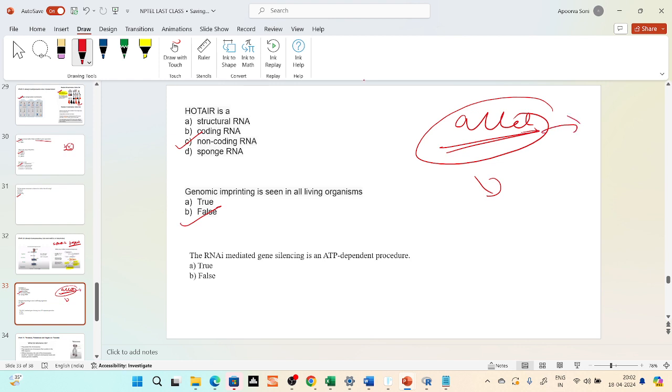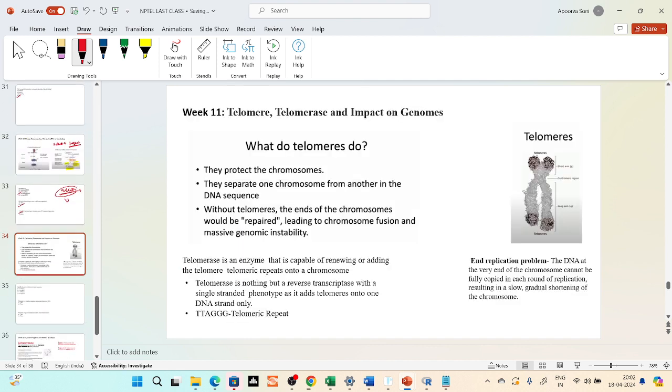But it is not seen in all the organisms, otherwise there would have been no variations. Because in nature variations are there, we can say that genomic imprinting is not seen in all the organisms. It is false. Then, RNA interference mediated gene silencing is an ATP dependent procedure. True, it is an ATP dependent procedure.